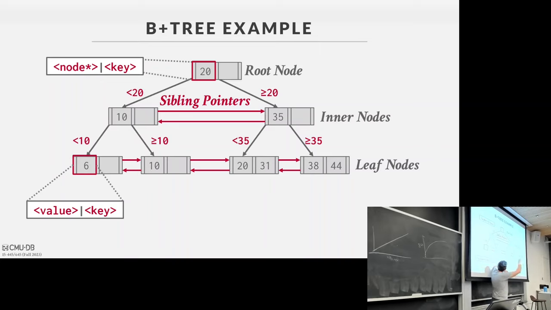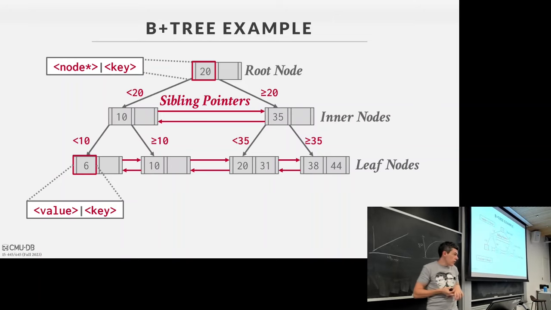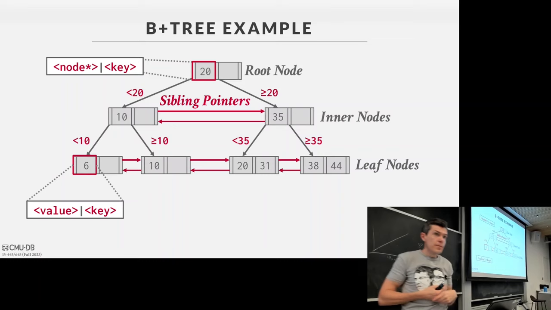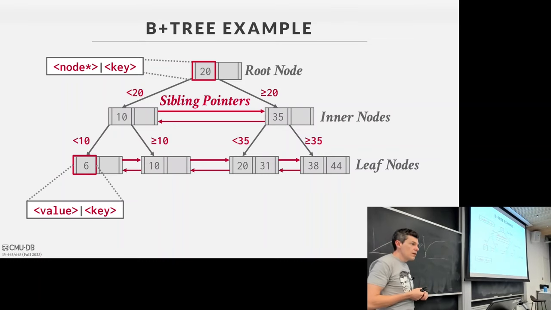If this got even bigger, could you have two parents? Could two nodes at the same level have pointers to each other, even though they don't have the same parent? You could. I don't know what Postgres or other systems do.